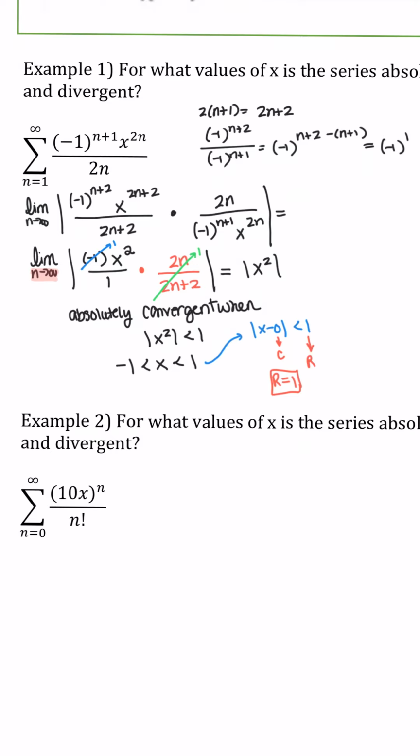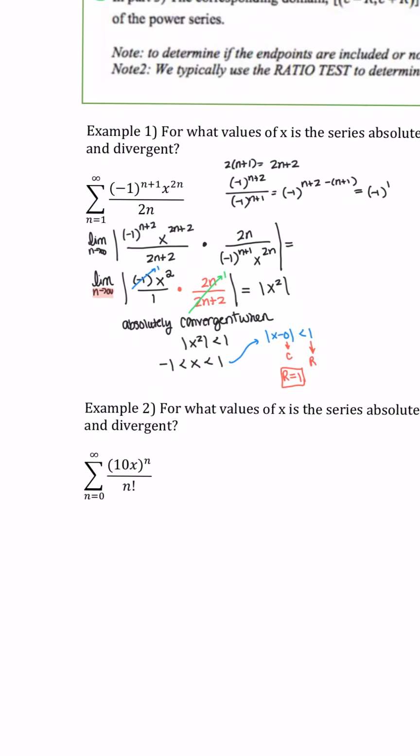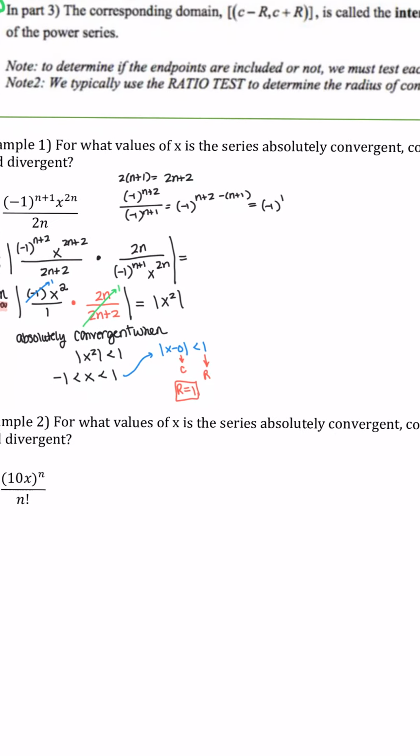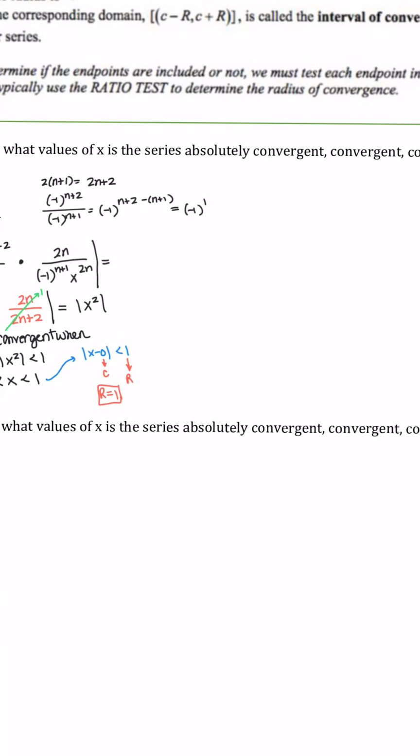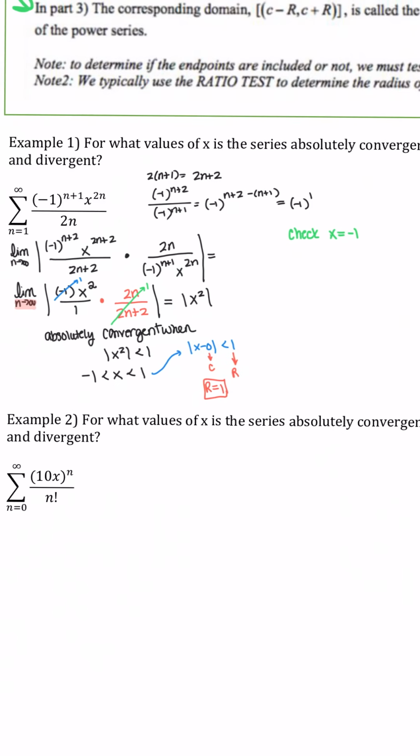So what we're going to do is check each endpoint. So let's check negative 1 first. I'm going to have to come over to the side and do that. All right, so let's check x equals negative 1. To do this, I'm just going to plug in negative 1 for x. So I go to my original series.